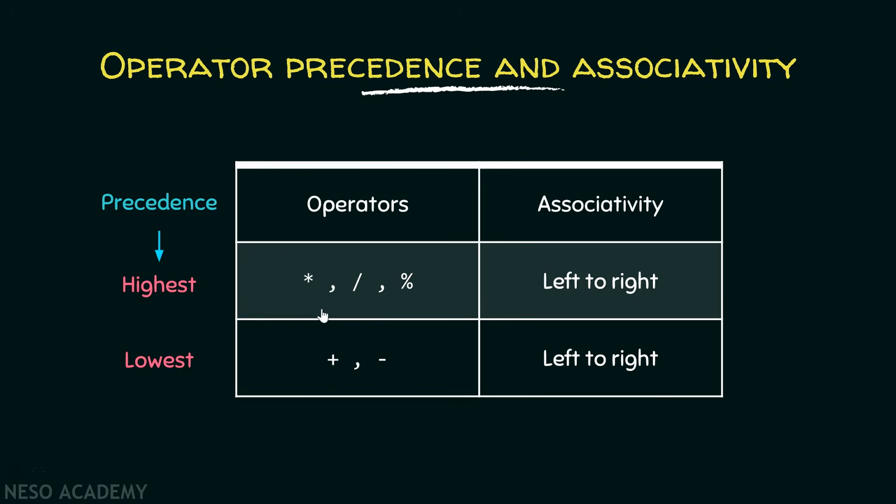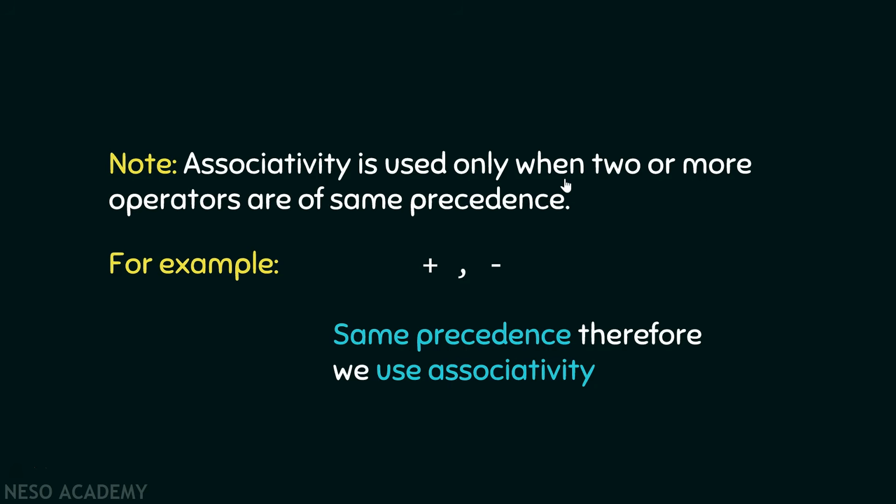Now as we know these things, suppose in our expression we have multiplication, division and modulus only. As we know, the precedence of these operators is the same. Now in that case, which is going to be performed first? If the precedence of operators is the same, then associativity comes into the picture. Associativity for these operators is from left to right, and for these operators also from left to right. Associativity is used only when two or more operators have the same precedence. For example, we have plus and minus, right? These two operators, we know, have the same precedence. Therefore, we use associativity, that is from left to right.